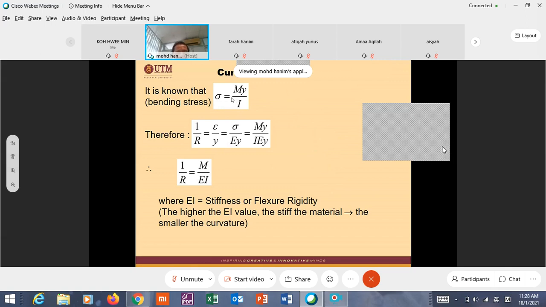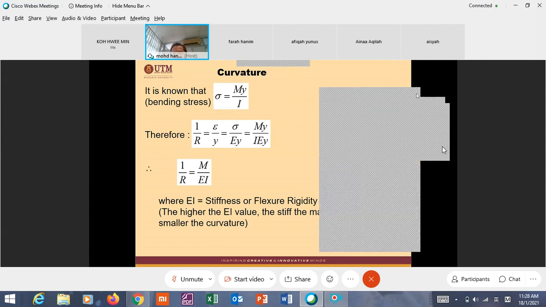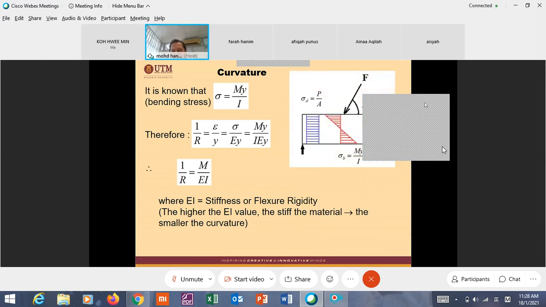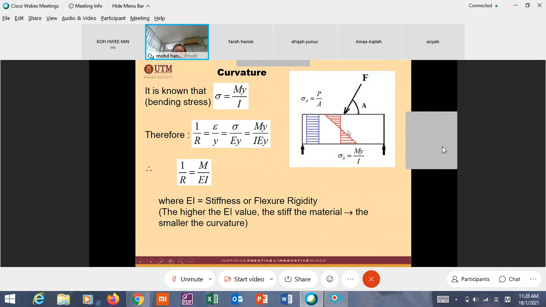Okay, we continue. So this is bending stress. Yeah, bending stress equation. Sigma equal to My over I. This is in the last topic, bending stress distribution. Yeah. y is the depth of the section. Yeah. Sigma equal to My over I, and what is this?